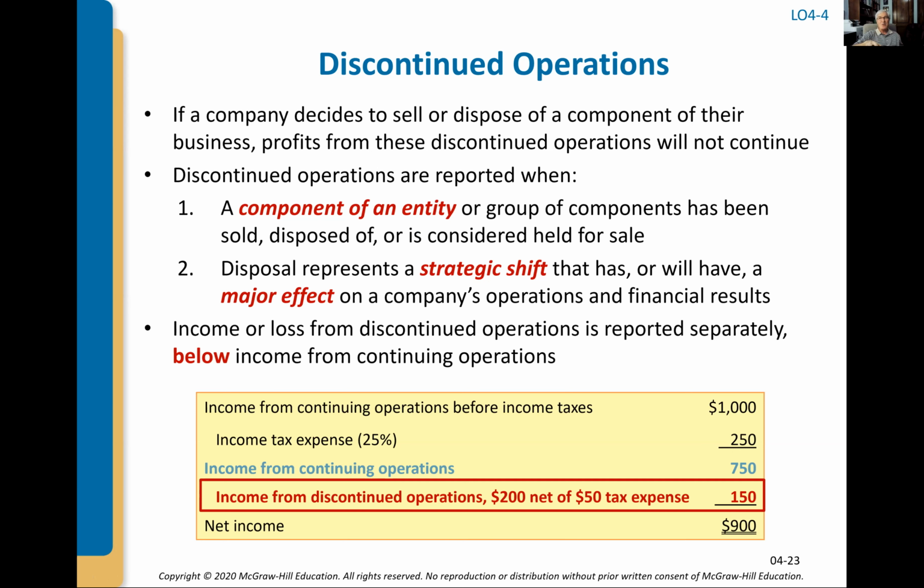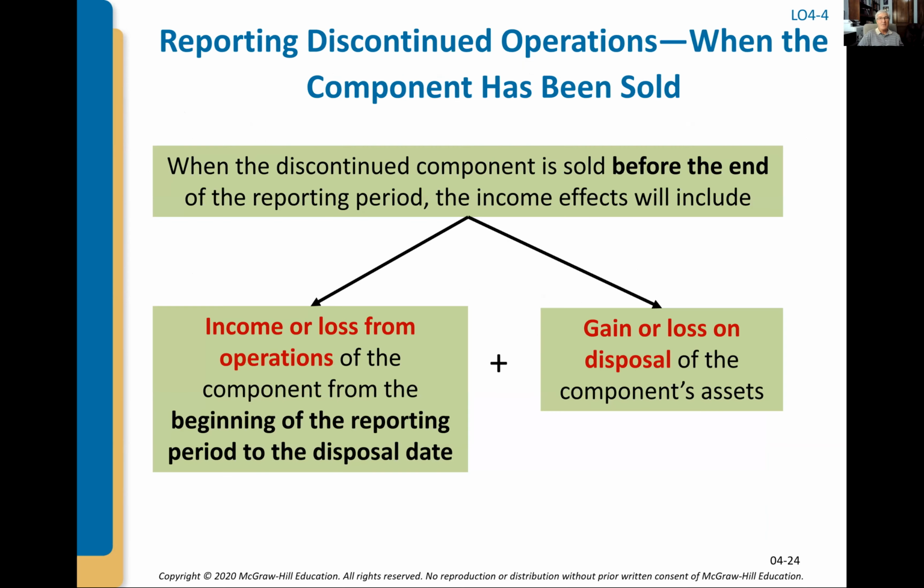Why do you a lot of times see loss from discontinued operations? Well, think about it. If they weren't going to sell it, why are they selling it? If it was making a lot of money, they probably would keep it and it would continue. But when they had to make the hard choice to discontinue or dispose of a component of their business, it's usually because they had losses. So a lot of times you see loss from discontinued operations.